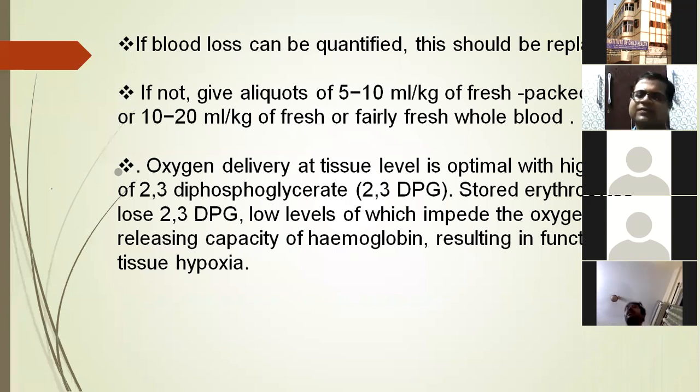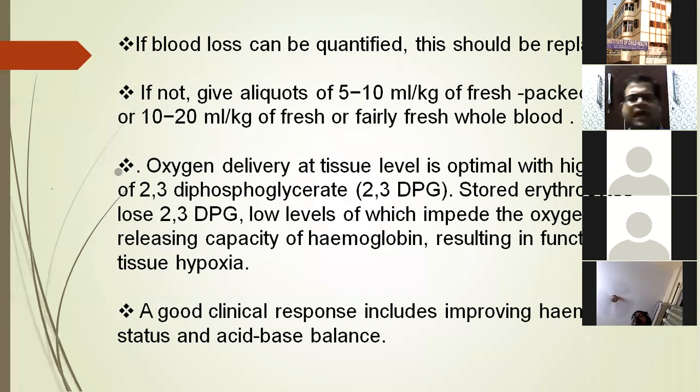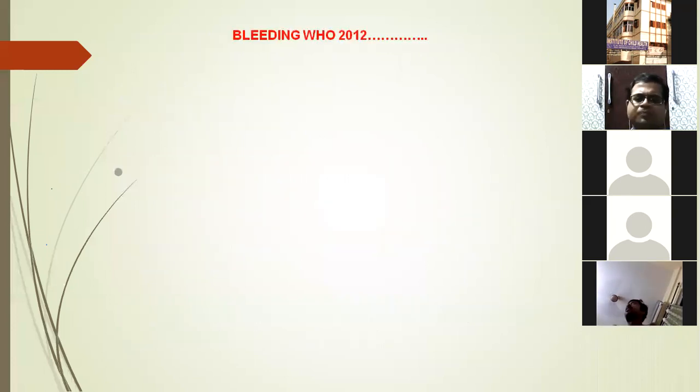So my advice is that in dengue season, please ask the blood bank to prepare to give fresh blood for these patients, and a good clinical response, including improving hemodynamic status and acid-base balance, should be there. So what are the other things that have been told by WHO?